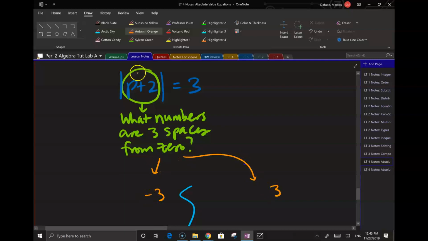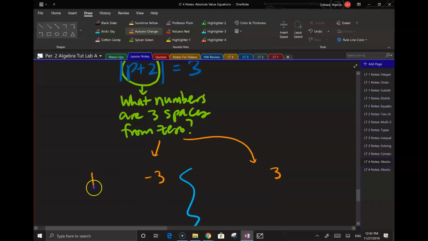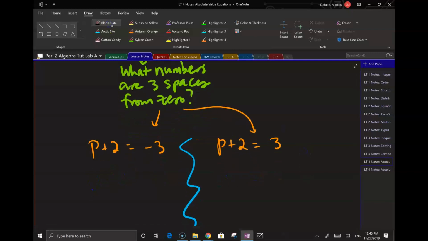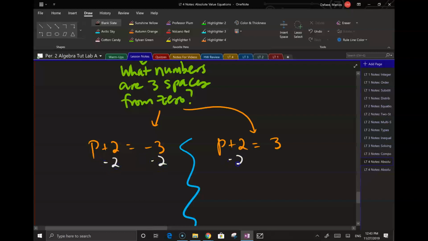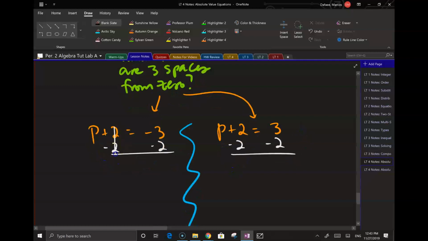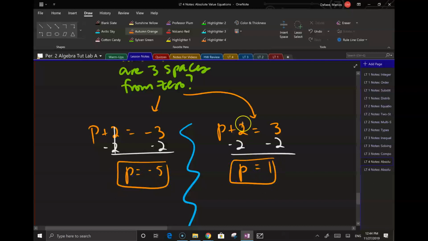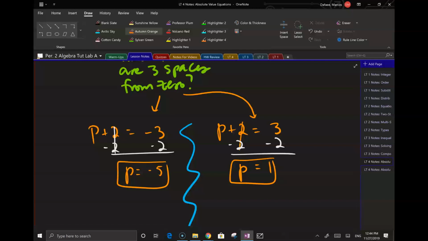And then I grab whatever's inside the absolute value and I build 2 equations from it. So what number plus 2 makes negative 3, and what number plus 2 makes positive 3. And then I go ahead and solve each one. So let's subtract 2. And I can do the same on the other side since the process is exactly the same. So the first answer I get is negative 5. And the second answer I get is positive 1. And that would be our 2 answers. We can verify it by plugging it in just like we did before and doing 2 separate answer checks, but you should definitely see that it works.